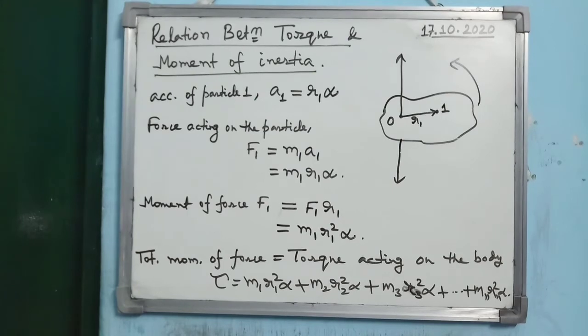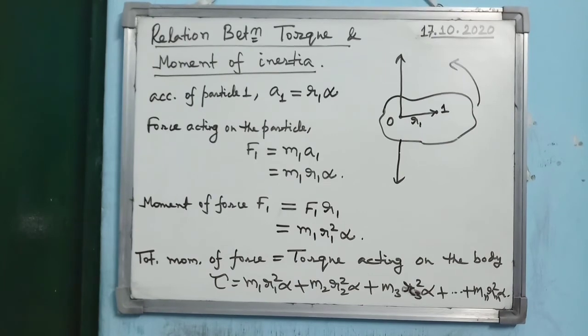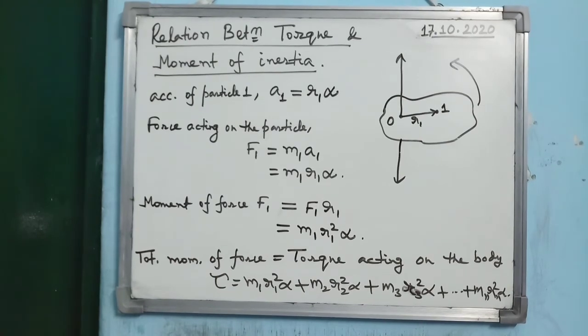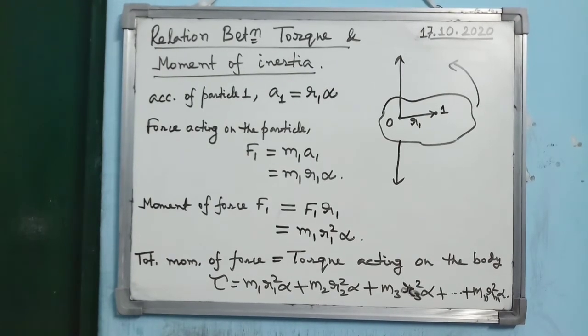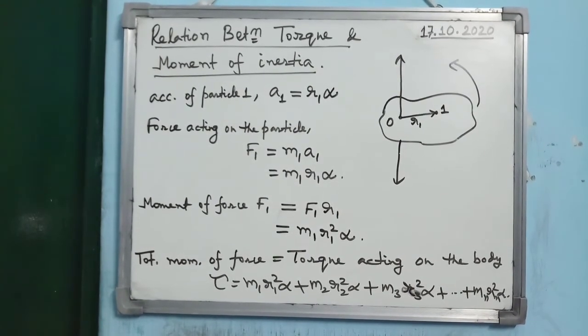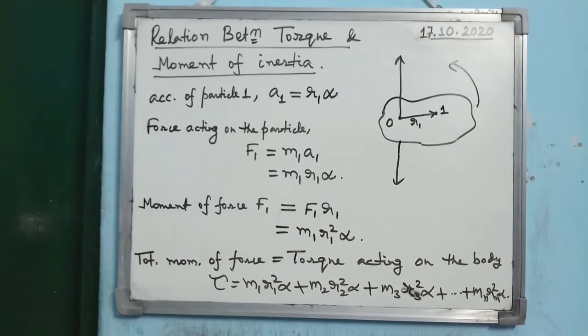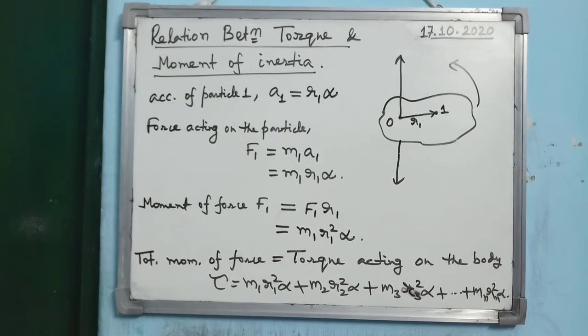You just add all the torques acting on all the particles. Here you may ask that torque is a vector quantity, so how can I add them? As we are considering that the particles belong to the same rigid body, all the particles are moving in the same direction. So the torque acting on all the particles has the same direction but different magnitude. That's why, while finding the total moment of force, you can just add the moments of force acting on all the individual particles.